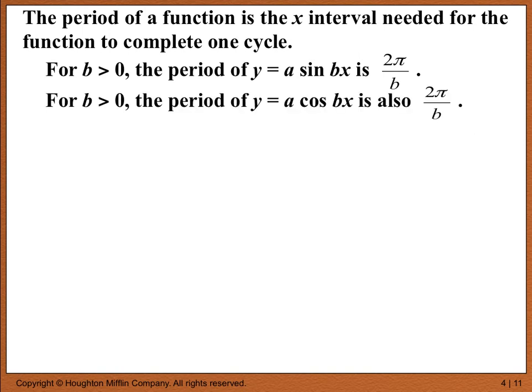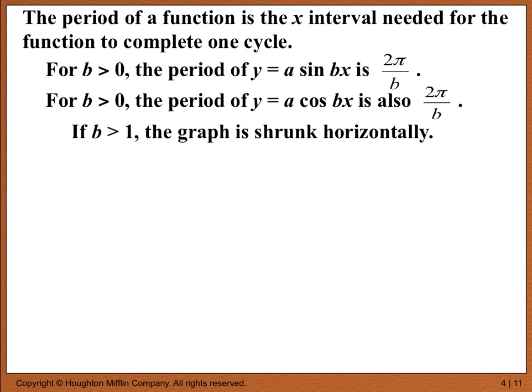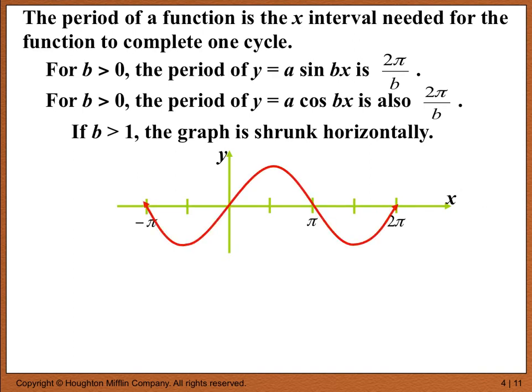For b greater than 0, the period of y equals a cosine bx is also 2 pi over b, because sine and cosine are very similar. If b is greater than 1, the graph is shrunk horizontally. Okay, so let's look at all of these elements in action. We've got our x and y axes. This is the basic parent sine function, y equals sine x. It has a period of 2 pi, of course.